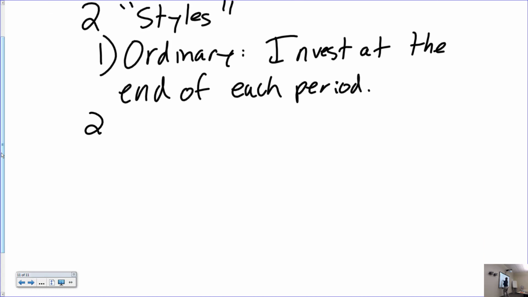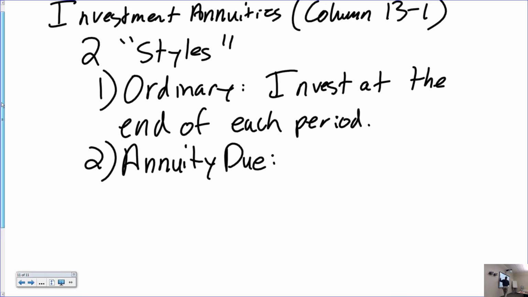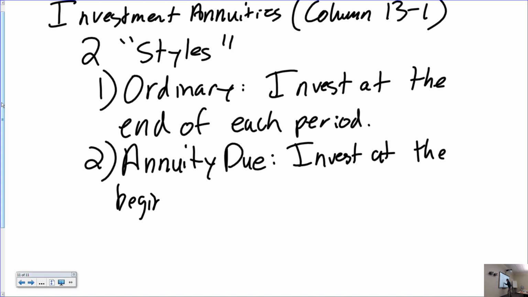Now, the other style that you get is an annuity due, and I'm guessing that you know what this one is, since it's the opposite of the one we just did. Instead of investing at the end, invest at the beginning of each period.